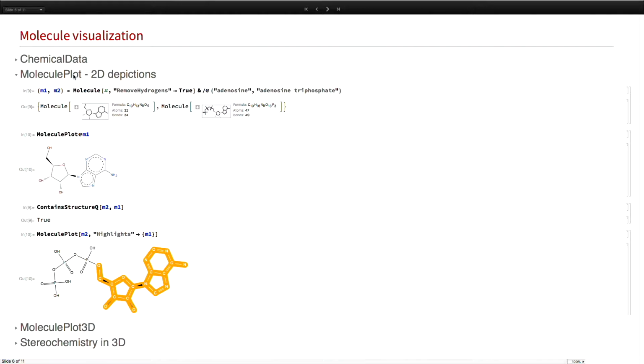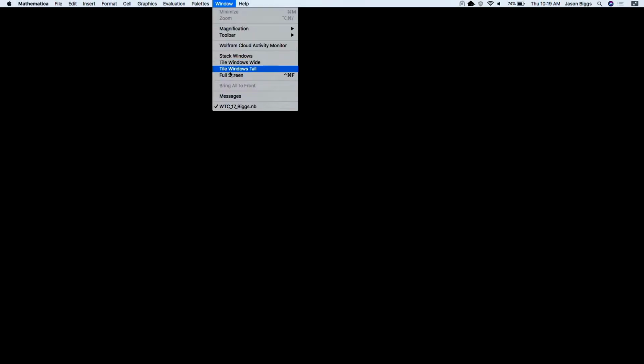But that could be solved with the new package. So if we create two molecules here using their chemical names, we can make adenosine triphosphate. We can look at molecule 1. There we go. You see the stereochemistry is indicated. We can ask whether M1 is a substructure of M2. And we find that it is. But if we ask the other way around, we would... right. Right. Okay.